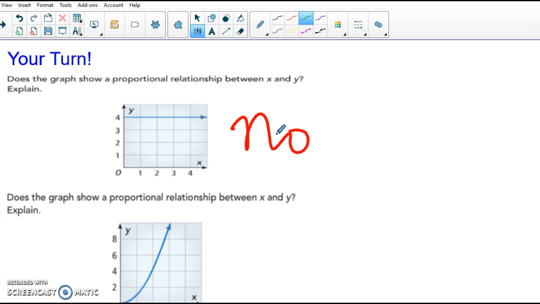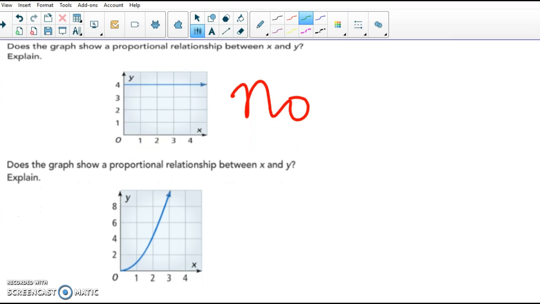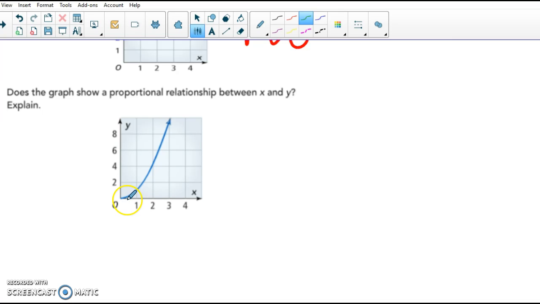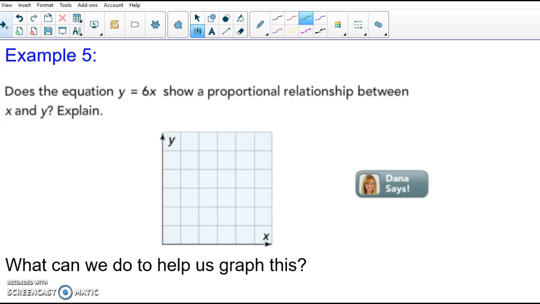This is a great example of a straight line. It's a horizontal line, in fact, which makes it not proportional because it does not pass through the origin. This starts in the origin, so that part works, but this is a curved line, so this would also not represent a proportional relationship. So just examples of other graphs not to be fooled by.